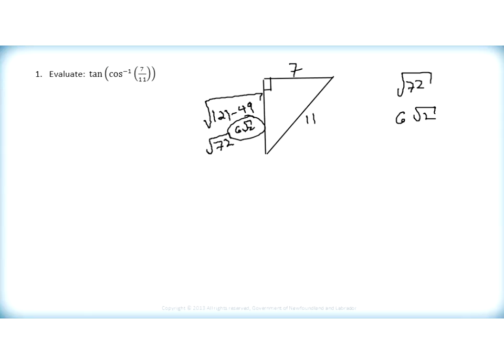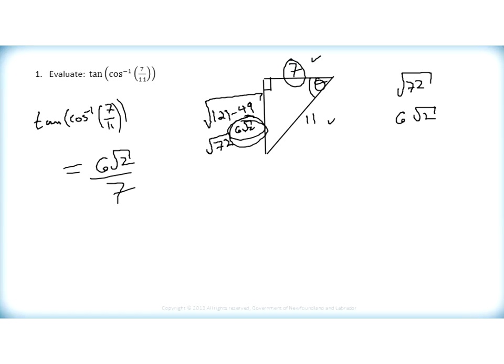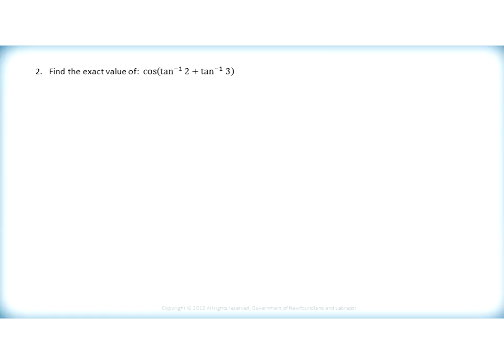Okay. Now what we have to remember is this was our adjacent and this was our hypotenuse. So our angle theta is right here. So if I want to get the tangent, it's going to be the opposite over the adjacent now. So the tan of that angle, which was the inverse cosine of 7/11, is going to give us 6 root 2 divided by 7. Okay, good stuff.